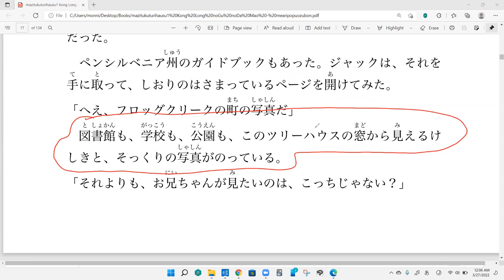And now we're describing, what did he see on the picture? どうしようかも。格好も、公園も、このツリーハウスの窓から見える景色。景色と そっくりの写真が載っている。 Yeah, it's hard to put into words like that. So, 図書館も学園。What's the first three over there? They're all locations. So, library, 学校 school, and 公園 is the park. Perfect. Those are all 載っている on the 写真。What does 載っている mean?